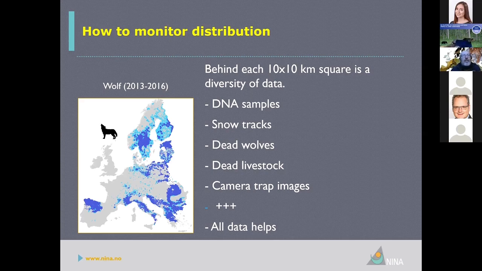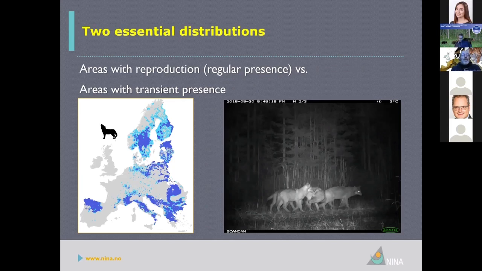The other thing which is important on this map is we have two colors. We have a darker blue and a lighter blue. And these are separating between two different types of distribution. The darker is a distribution of reproduction, and the lighter one is simply the total distribution.